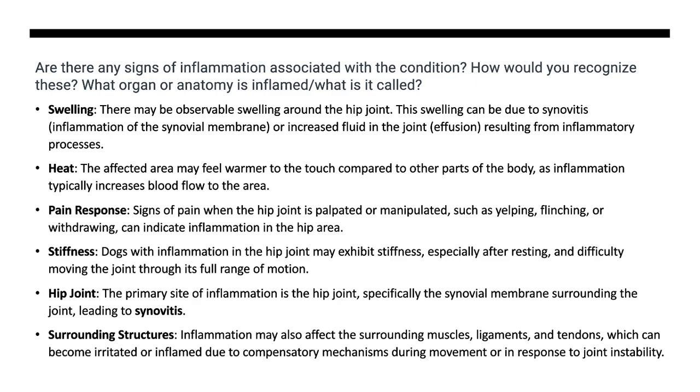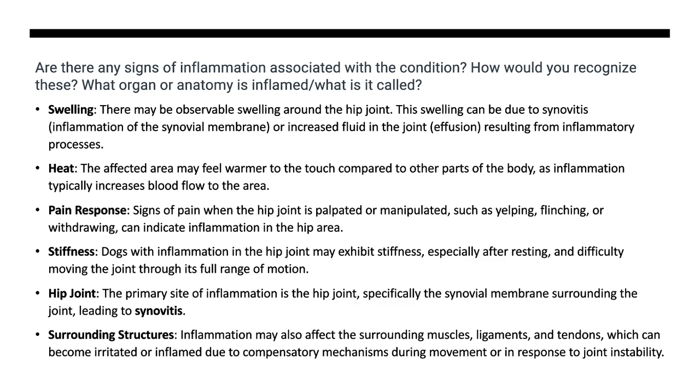Are there any signs of inflammation associated with the condition? How would we recognize this? What organ or anatomy is inflamed? What is it called? Some things you will see is swelling. There may be observable swelling around the hip joint. The swelling can be due to synovitis, which is inflammation of the synovial membrane, or increased fluid in the joint, effusion resulting from inflammatory processes.